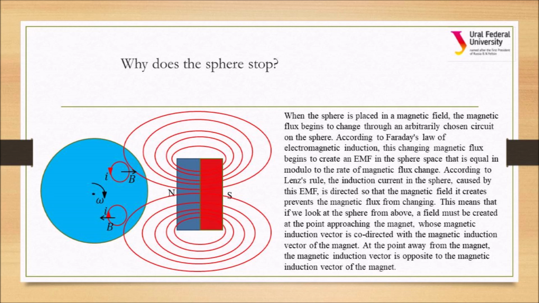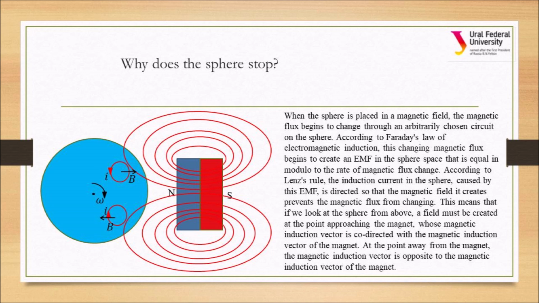When the sphere is placed in a magnetic field, the magnetic flux begins to change through an arbitrarily chosen circuit of the sphere. According to Faraday's law of electromagnetic induction, this change in magnetic flux begins to create an EMF in the sphere that is equal in modulus to the rate of magnetic flux change. According to Lenz's rule, the induction current in the sphere caused by this EMF is directed so that the magnetic field it creates prevents the magnetic flux from changing.